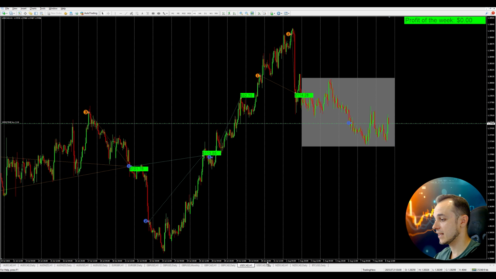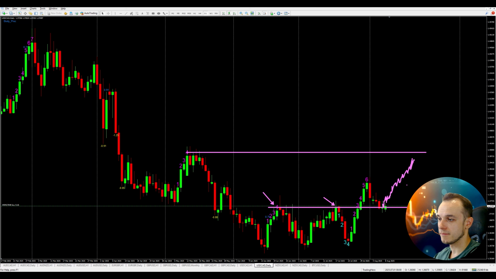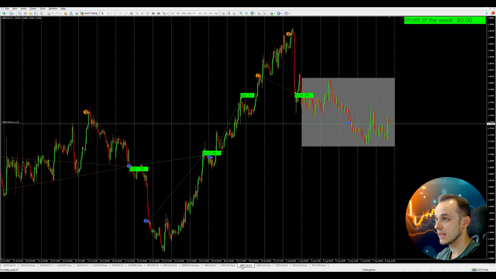I was expecting that this kind of consolidation would be higher than this resistance level, and then the market could continue its growth to the next resistance level. But we can see that the dollar is really weak this week, so we'll see what will happen next week. I think that we still have all the chances to continue this movement. This week we didn't close any trades, so the profit is 0.